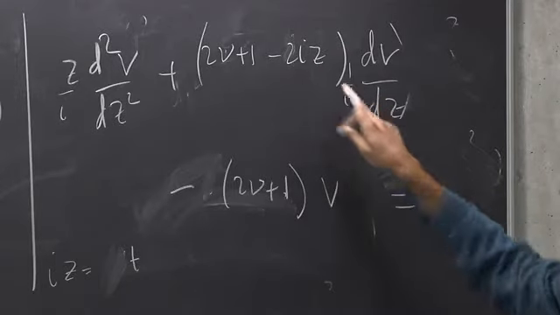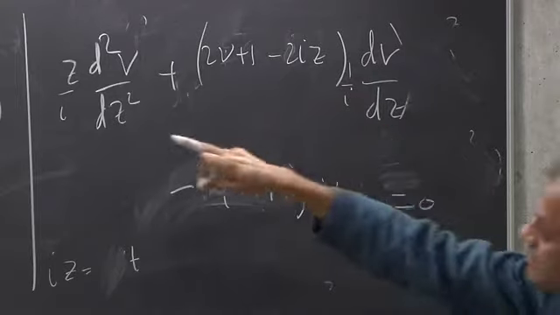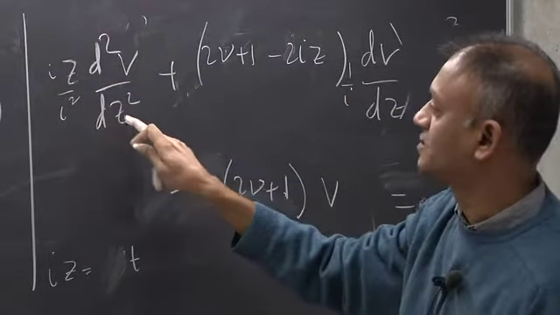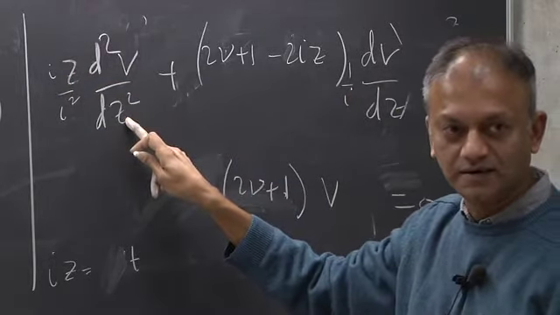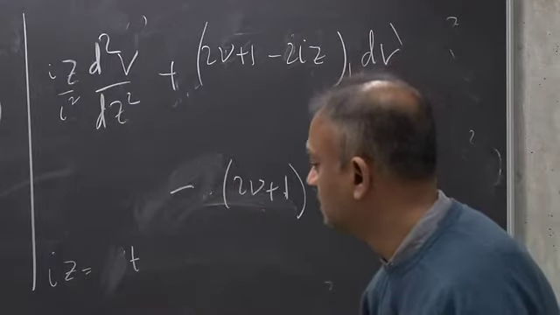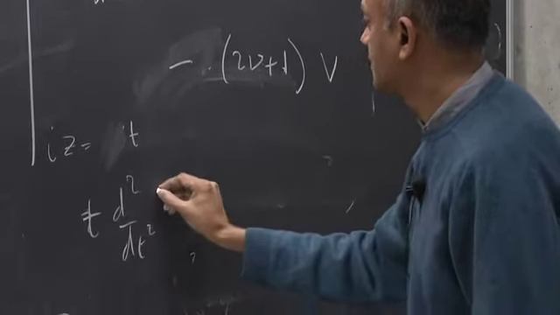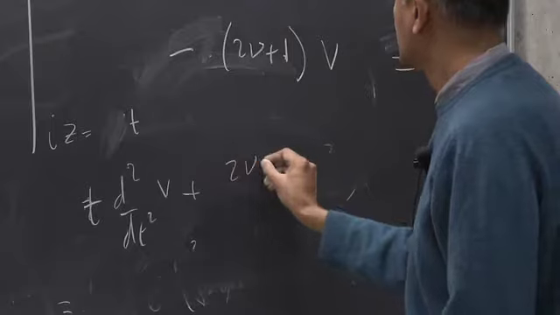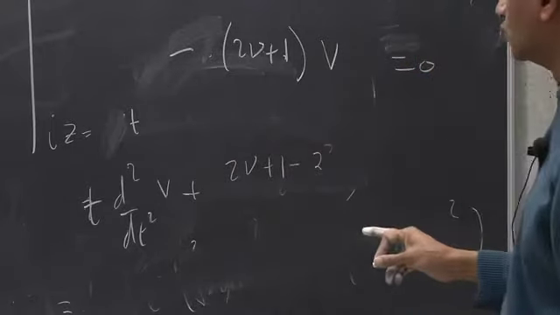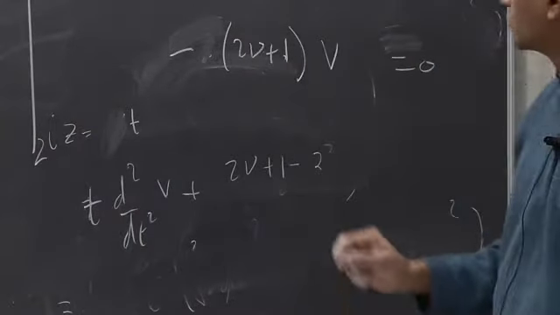Then this is as t, that is d by dt. Okay. And this I can write as i squared i. iz is t, and i squared dz square is dt square. So this equation in terms of t variable becomes simply t d2 by dt2 v plus 2 nu plus 1 minus 2. So better also do 2. Let's put also 2 here. Right, it is 2. 2iz is equal to 2t. So you get rid of this 2.